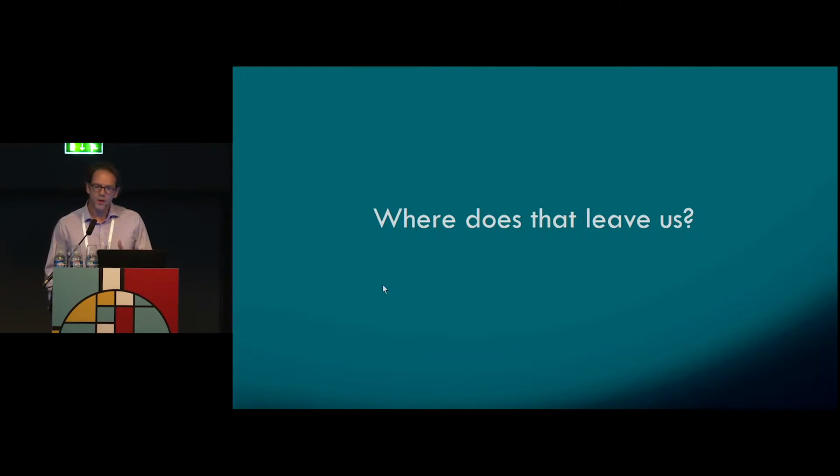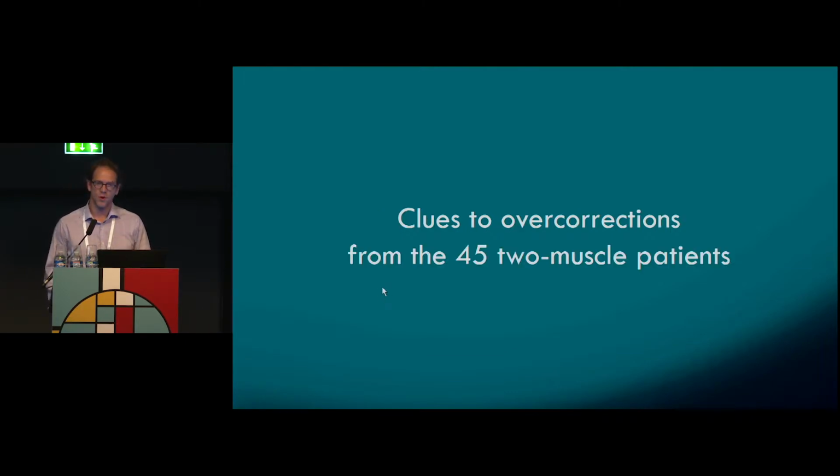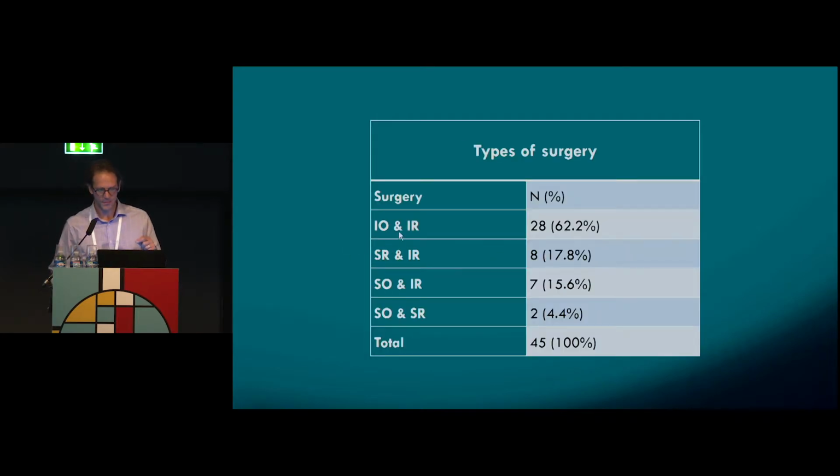So are there any clues to overcorrection? And I think that's sort of where the next step of things should start to look. So we did go back and look at those 45 patients with 2 muscle surgery to just see if there was anything preoperatively that may have been associated with an overcorrection. These are the surgeries in that 2 muscle group.